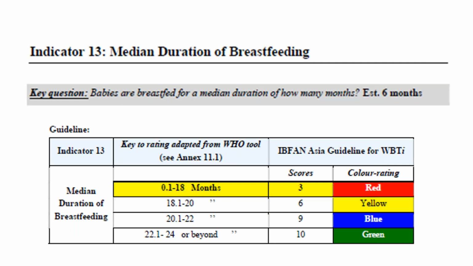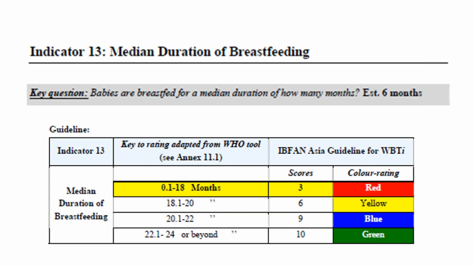Indicator 13 is looking at the median duration of breastfeeding. Babies are breastfed for a median duration of how many months? Well, we did this in 2016. We had to estimate what our number was. It was certainly under 18 months. So we didn't actually have a number, but the experts that worked on this felt that certainly our median duration was not over 18 months. So we scored in the red.